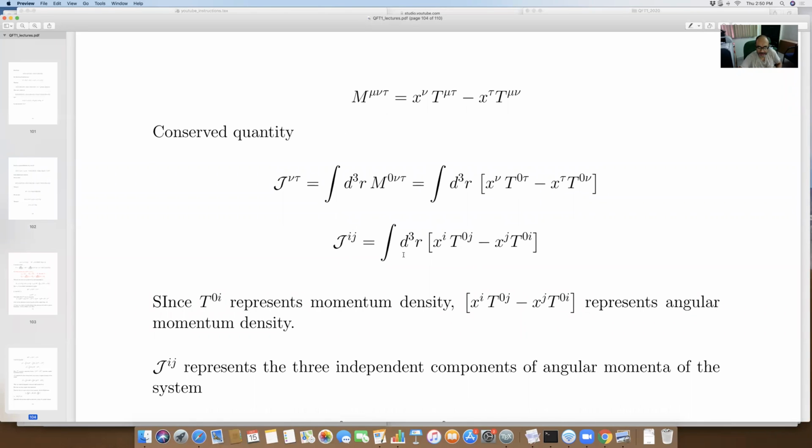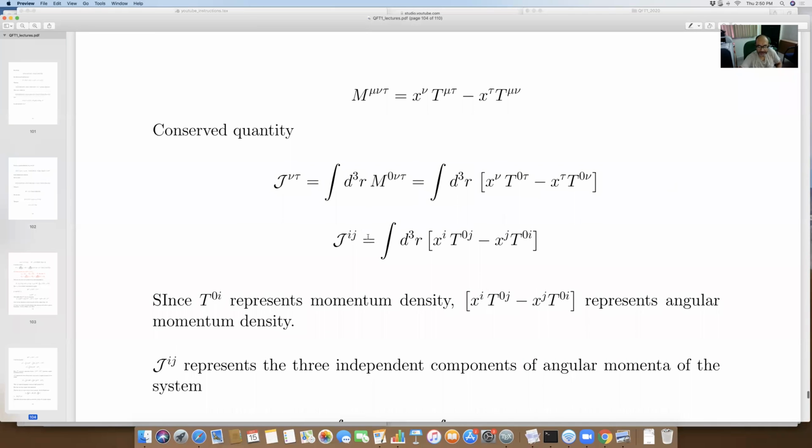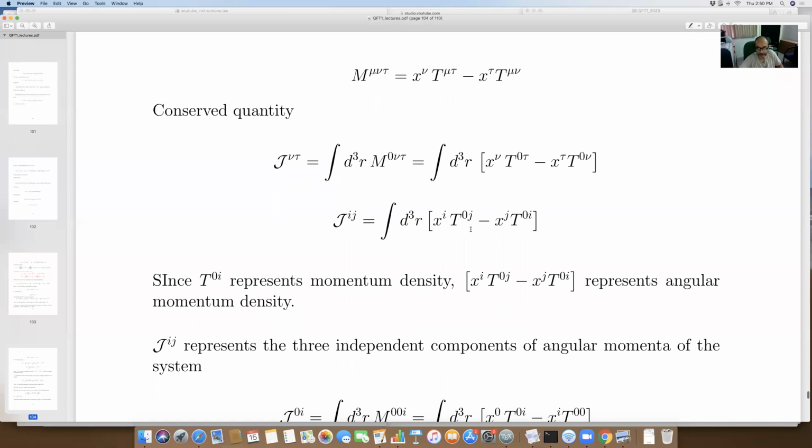Now let's look individually at Jij, where i and j run from 1 to 3, the space components. This takes the form xi times T0j minus xj times T0i. This can be given a nice interpretation, because what is T0j? That's what we had found: T0j has the interpretation of the density of the jth component of momentum. So what you see here is what we call the orbital angular momentum, the density of angular momentum.